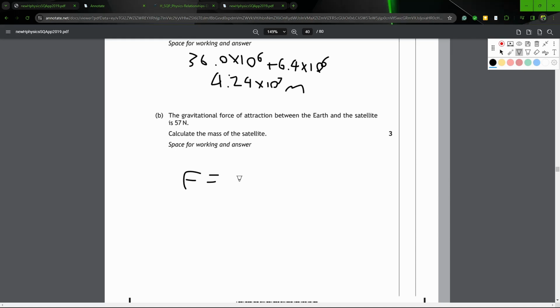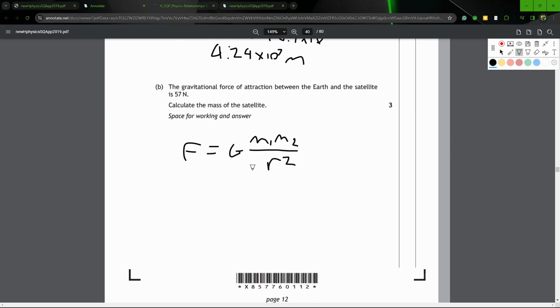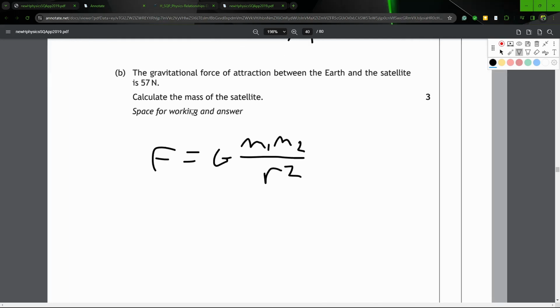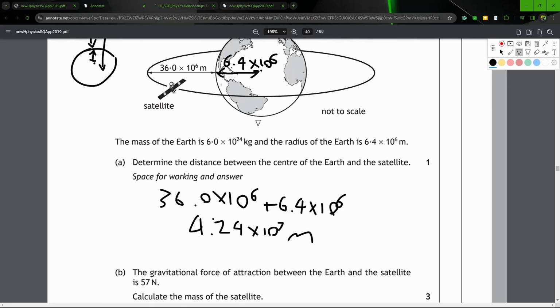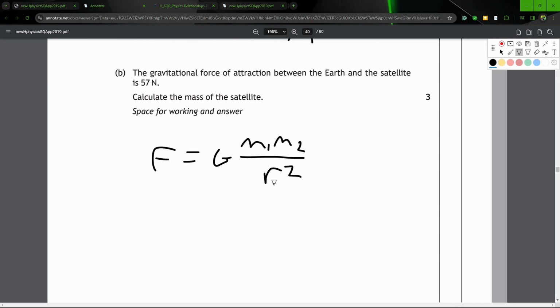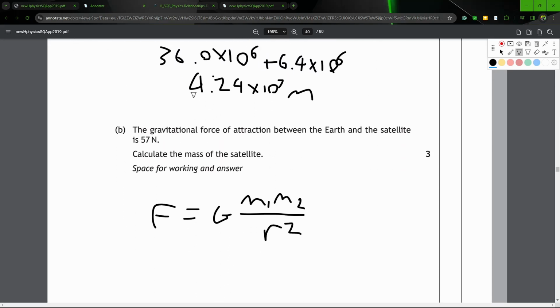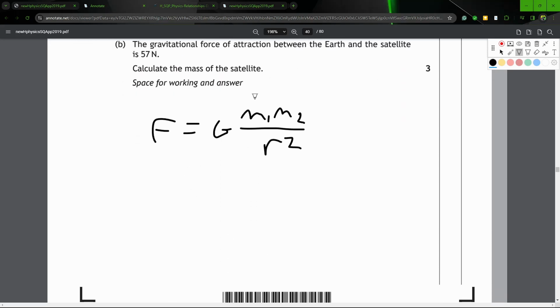We know G because it's a constant, it's in your data booklet somewhere. We know the force because it tells us. We know one of the masses because it tells us the mass of the Earth, and we know the distance between them because we just worked it out. So we don't know the mass. We need to rearrange this formula to get one of the masses. I'll do it step by step.